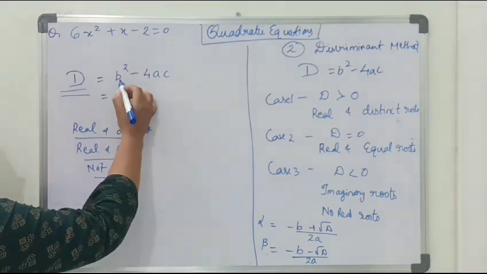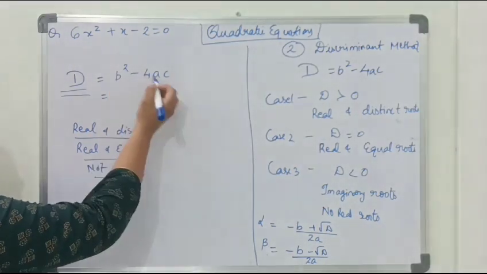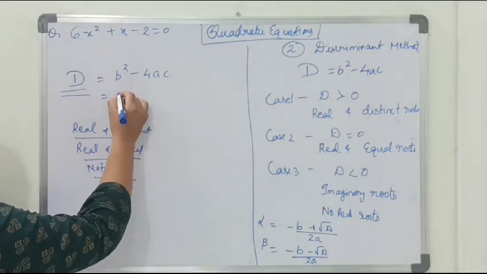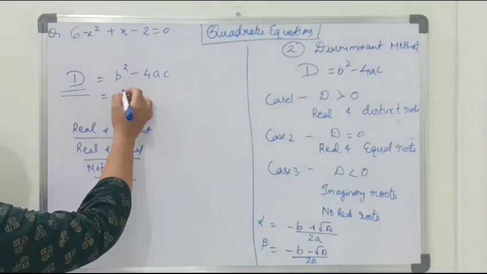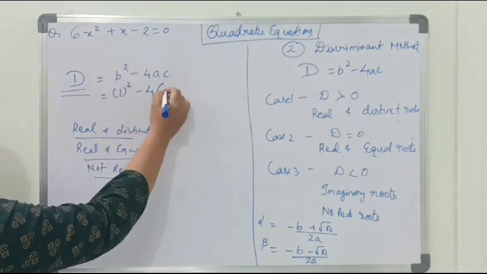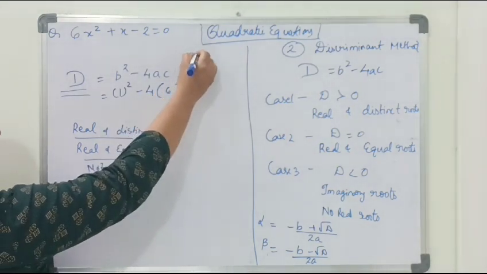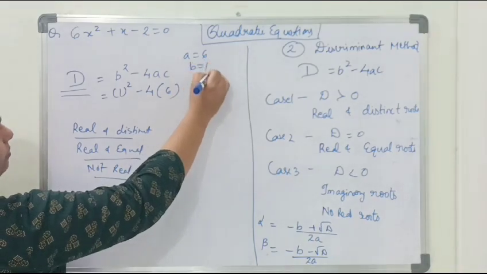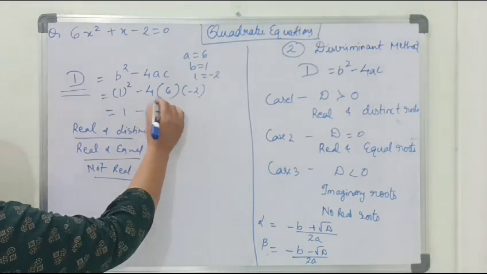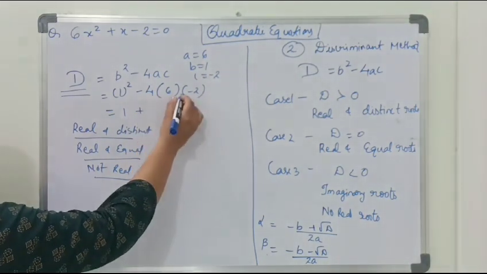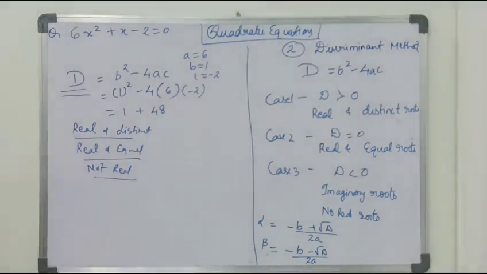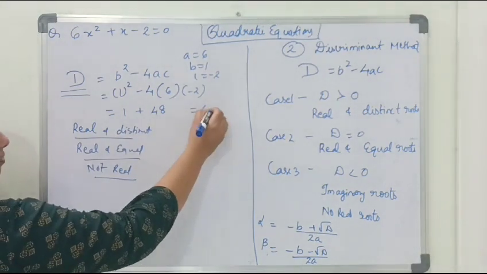We just have to subtract the coefficient of x square and constant multiplied by 4 from the square of the coefficient of x. Suppose in this equation, the coefficient of x square is 6, so a is equal to 6, b is equal to 1 and c is equal to minus 2. So d is equal to 1 square minus 4 into 6 into minus 2. Minus into minus plus, 6 fours are 24, 24 into 2, 48. So the answer here is 49.